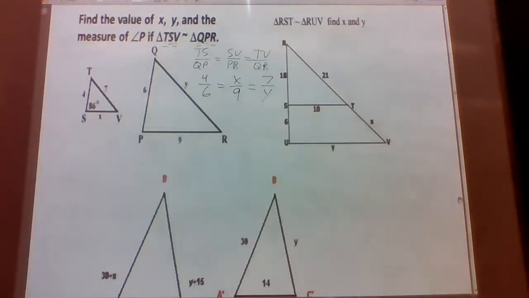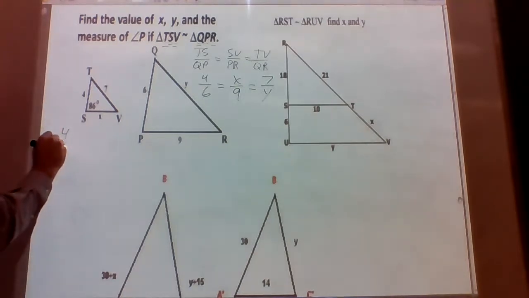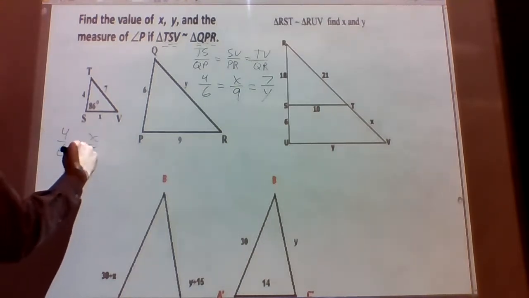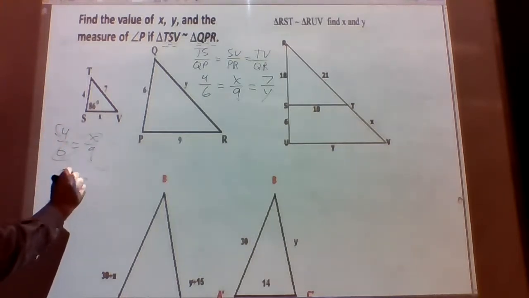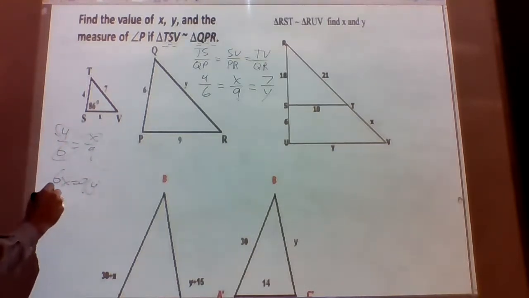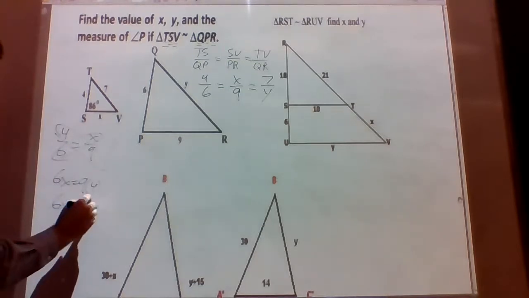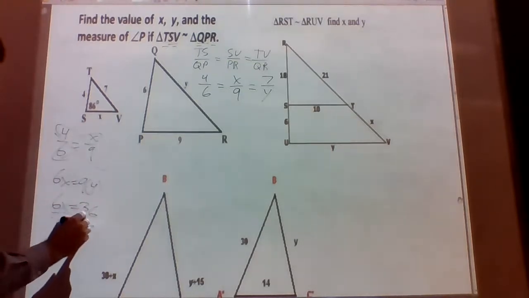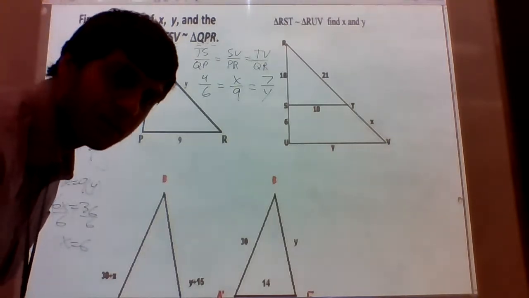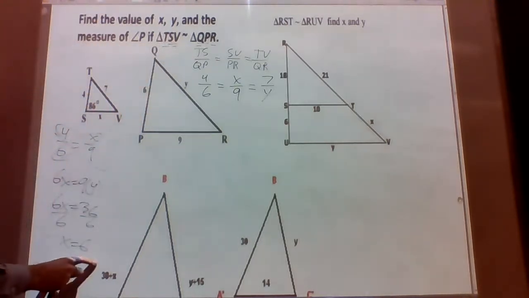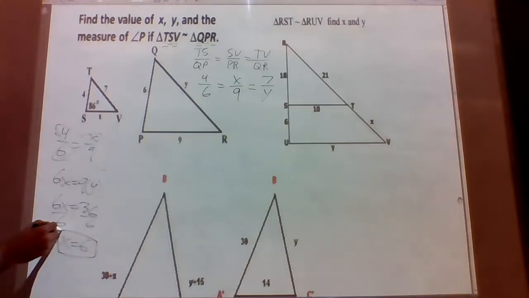Okay. So again, we want to break it down into two parts. So 4 over 6 is going to equal x over 9. Cross multiply. 6x is going to equal 9 times 4, which is 36, divided by 6. X equals 6. This pen's fading. Can we read it still? Okay, x equals 6.